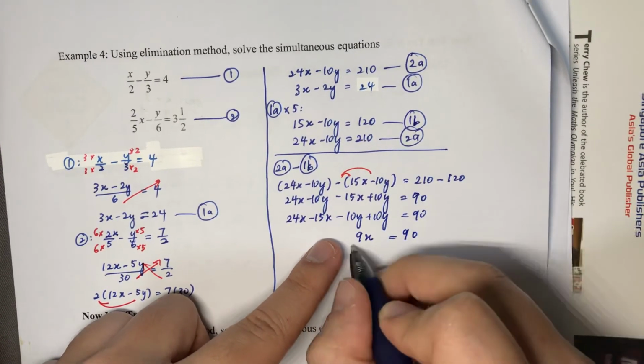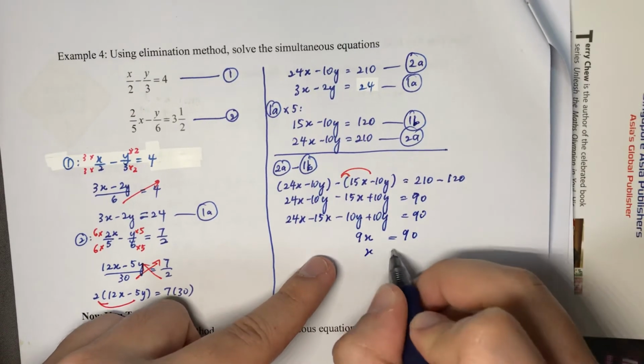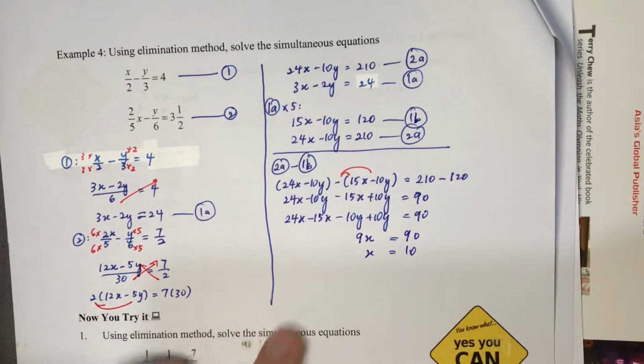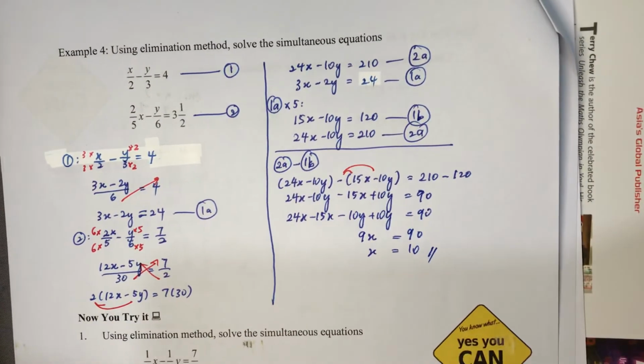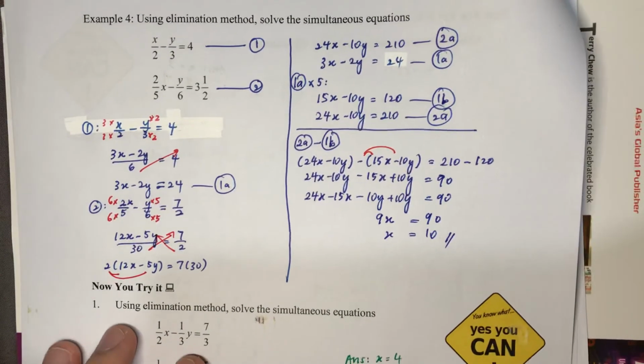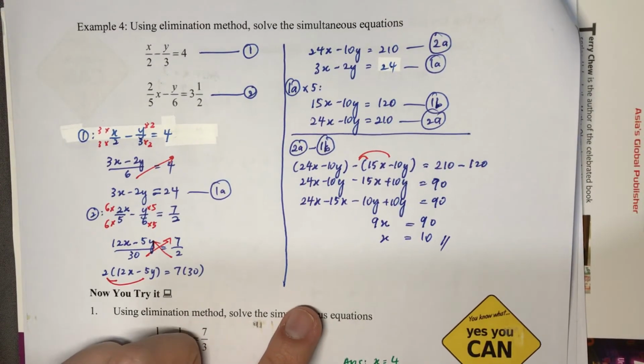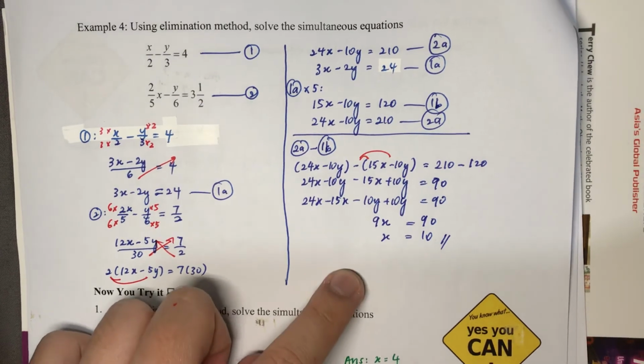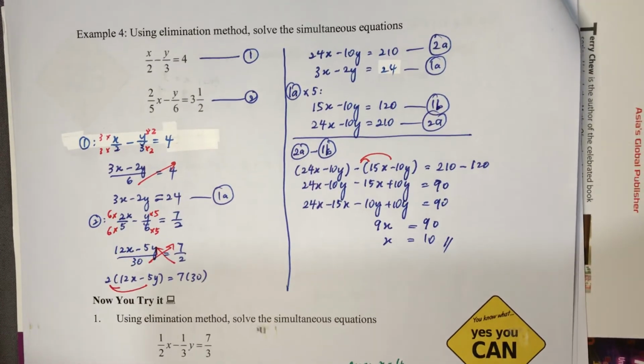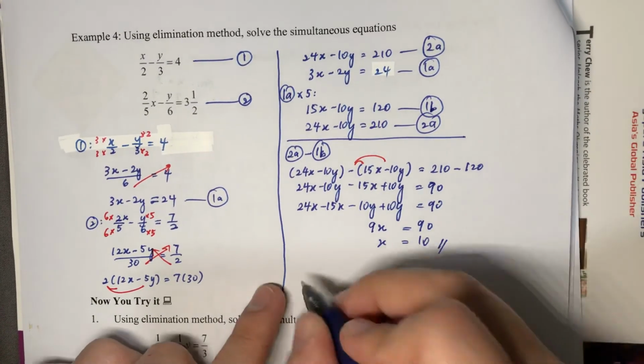9 times what is 90? x is equal to 10. That's the first answer. The working is super long, but trust me, don't worry too much. We have only a bit left. Using this, I'm going to put it into 1a.